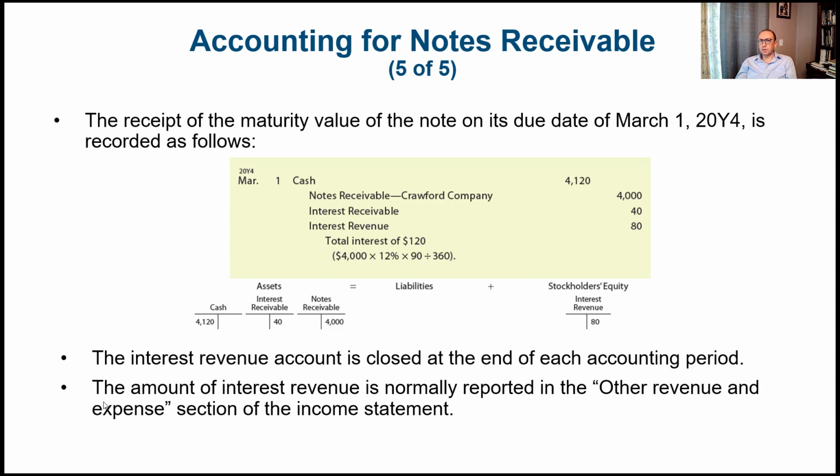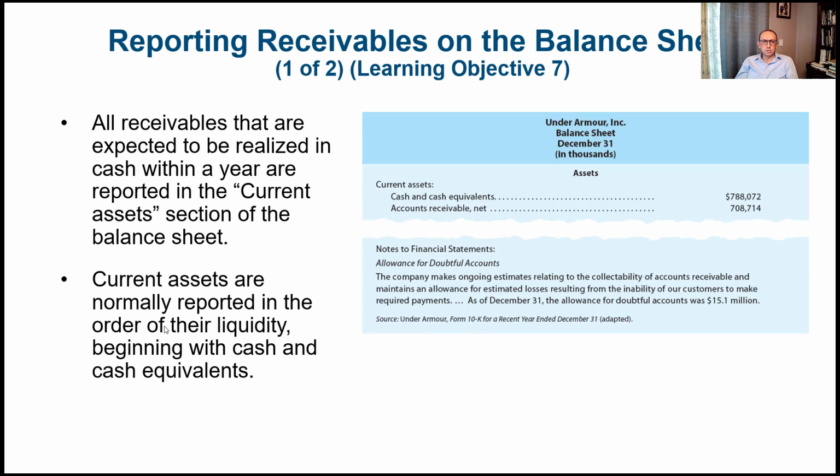So now let's see how the receivables are going to be presented on the balance sheet. All receivables that are expected to be realized in cash within a year are reported in the current assets section of the balance sheet. Current assets are normally reported in the order of liquidity, beginning with cash and cash equivalents, and then we go with all the other current assets. So you see here we have cash and cash equivalents, and then we have accounts receivable, net, which means that this is the net realizable value of 708. And then in the footnote, we explain the allowance for doubtful accounts.